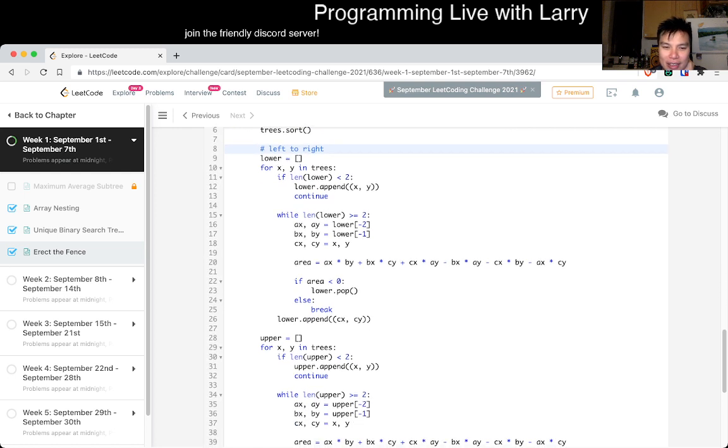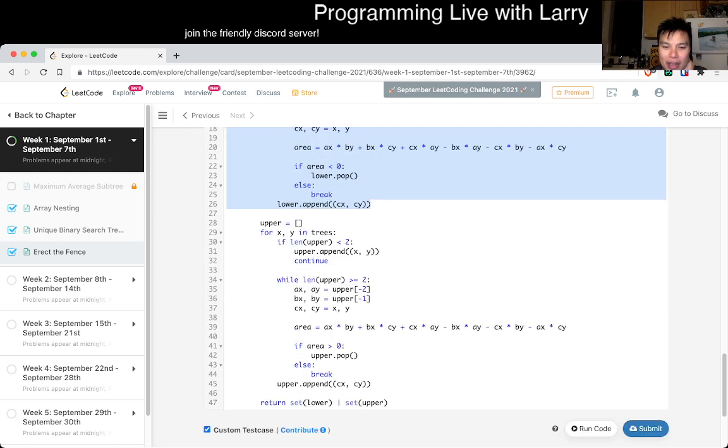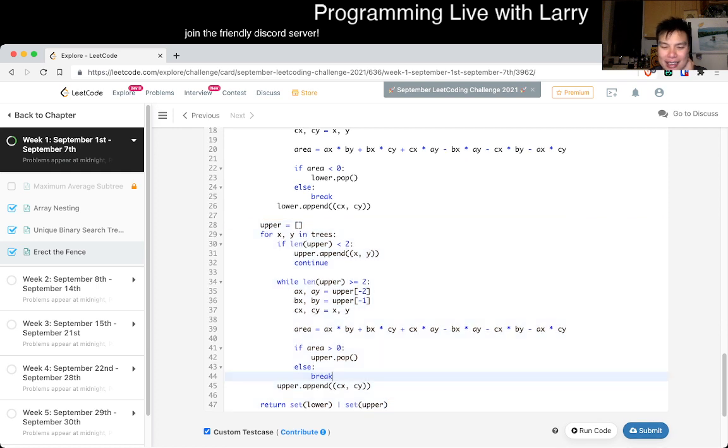You can check it out here, lower, upper, and then I did it this way because I don't know. I think you can actually maybe reason that the first point and the last point should be the same, but I was just lazy.